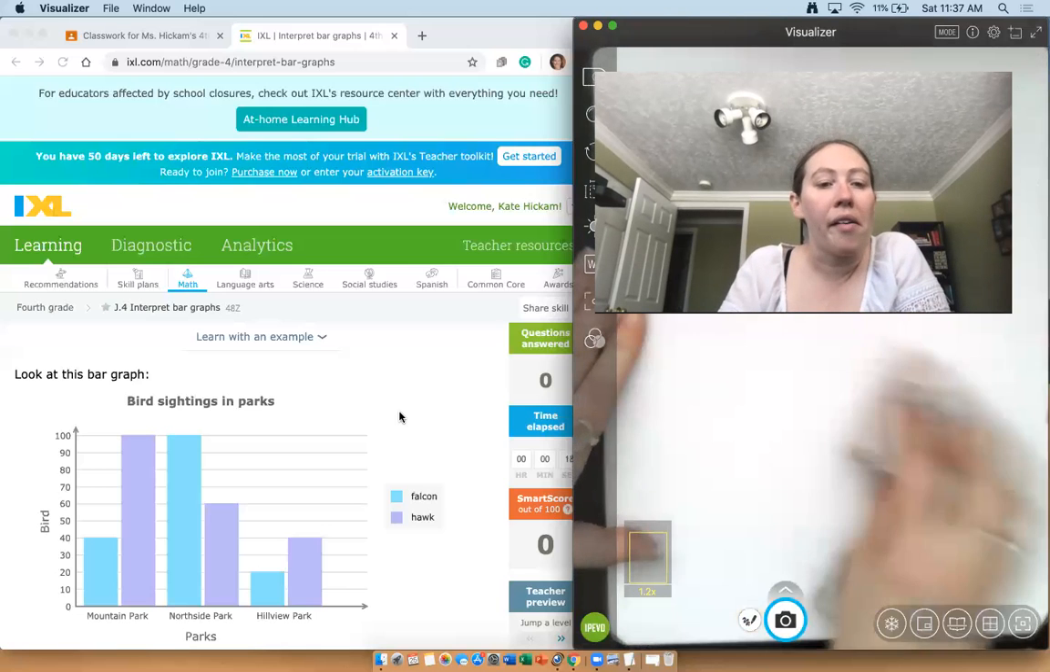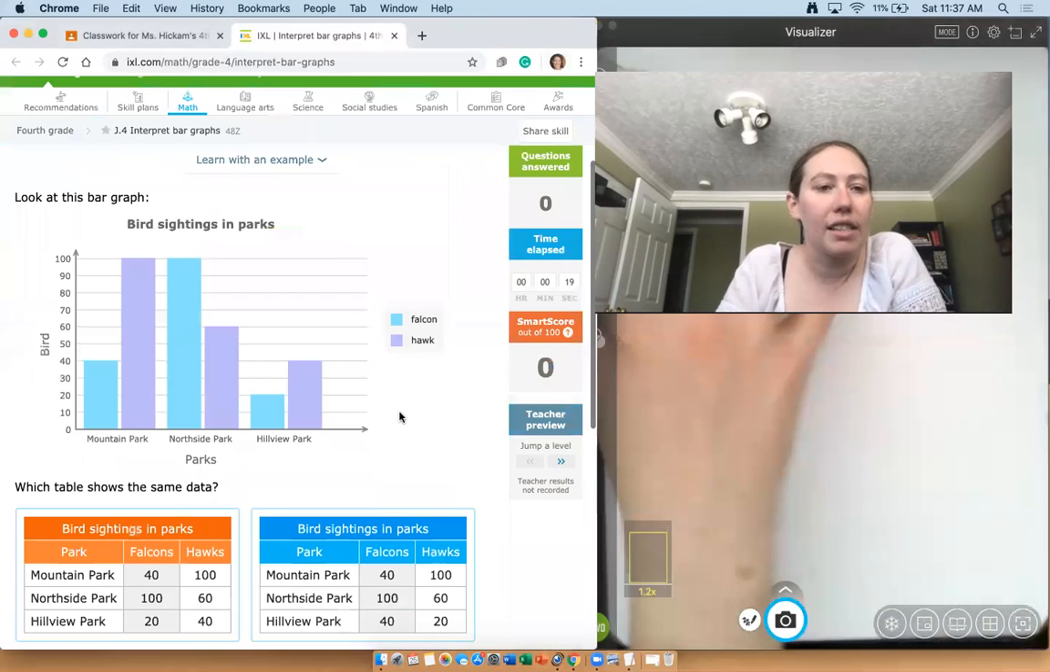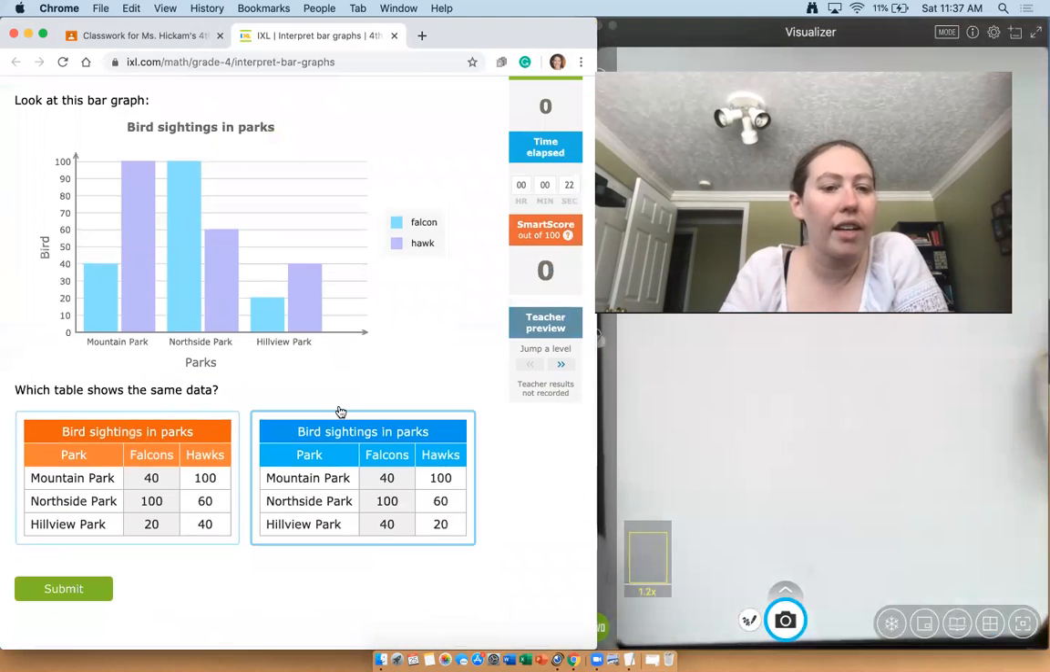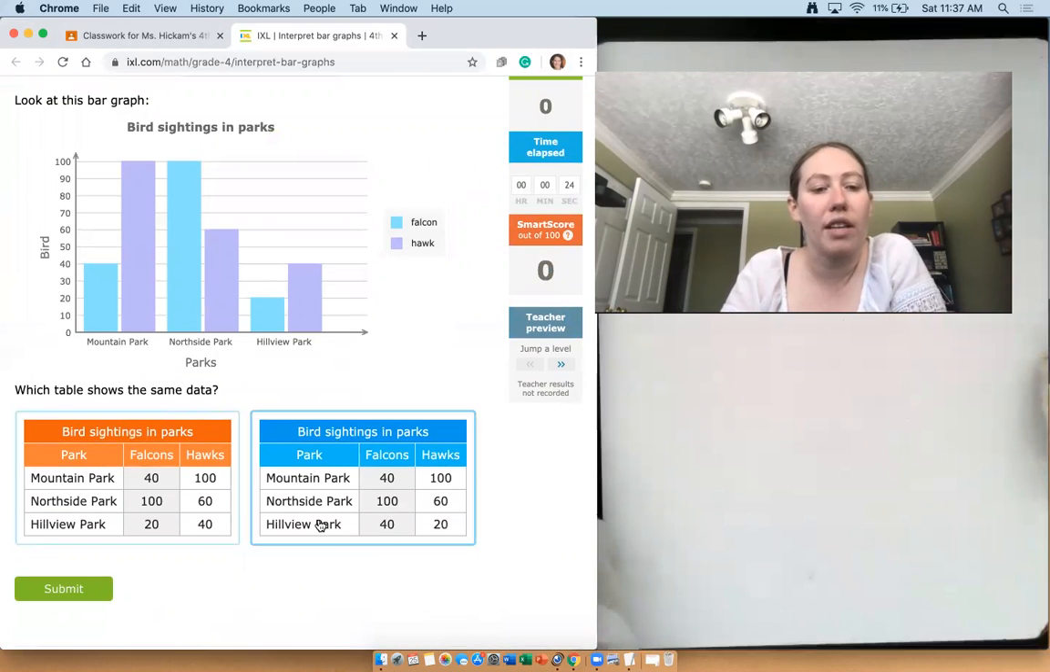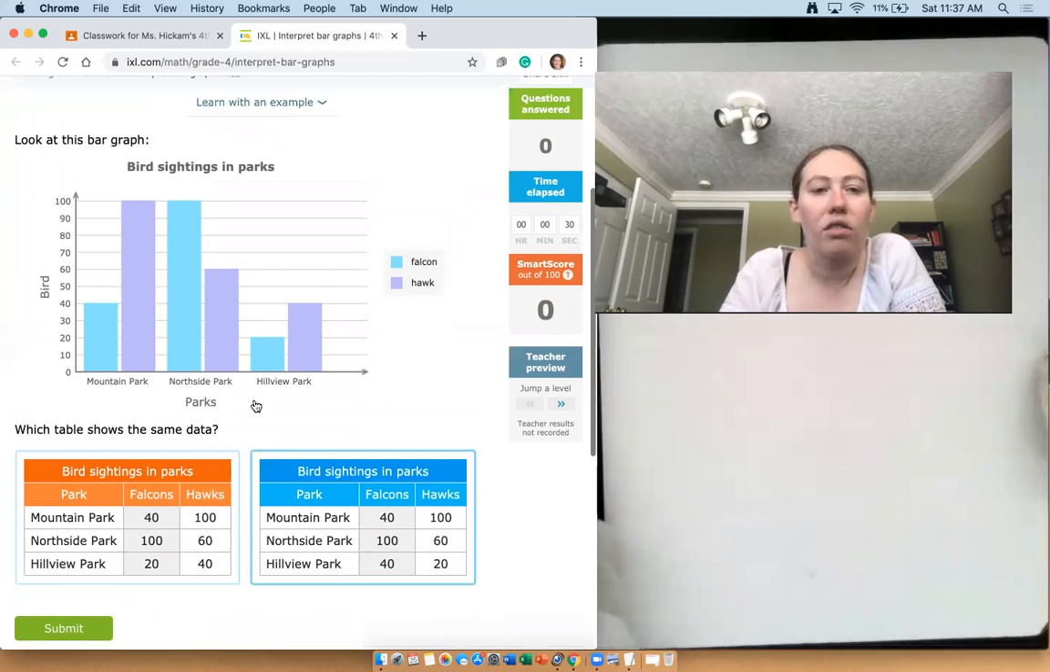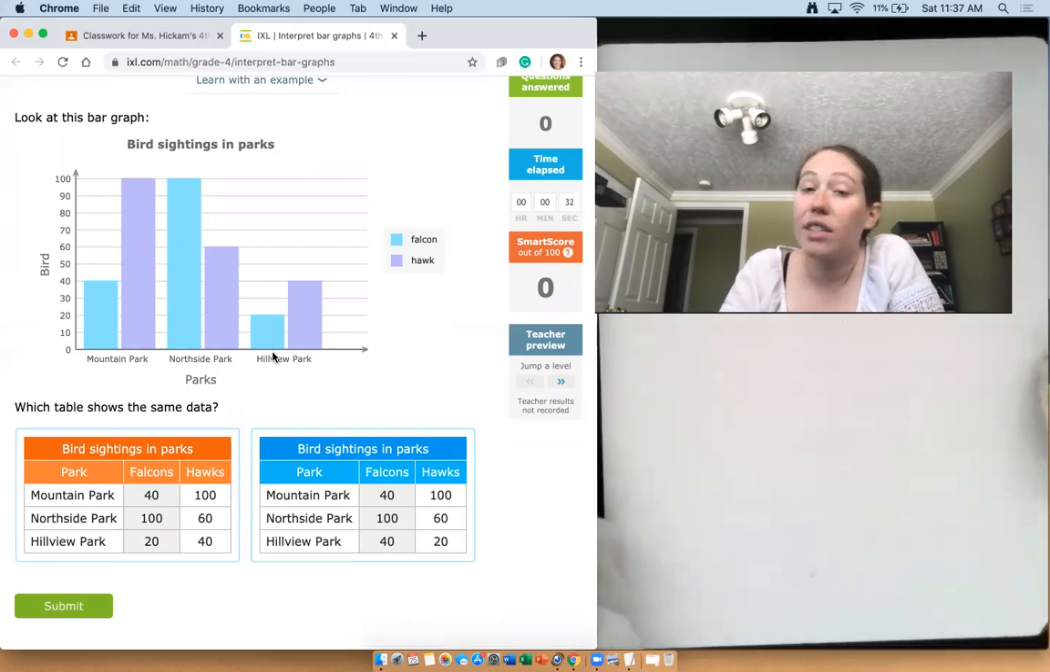Okay. I've got bird sightings in the park. So I look at a bar graph and then I ask which table shows the same. So we're used to seeing tables like this, which have everything broken down, but this one also gives us a bar graph to compare. So if I look at my bar graph, bird sightings in parks, the parks are down here, the number of birds are along this side.